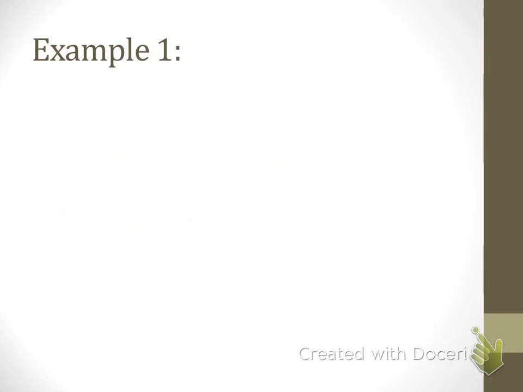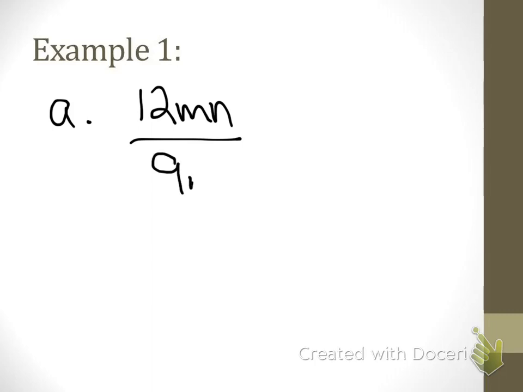Alright, in example 1, it asks us to simplify 12mn divided by 9m. Now with division, it's opposite multiplication in that you are reducing the numerical part of the fraction, and you're essentially subtracting the exponents of the variables. So for 12mn divided by 9m, you would reduce 12 over 9 by 3. So this becomes a 4, this becomes a 3, so 4/3.